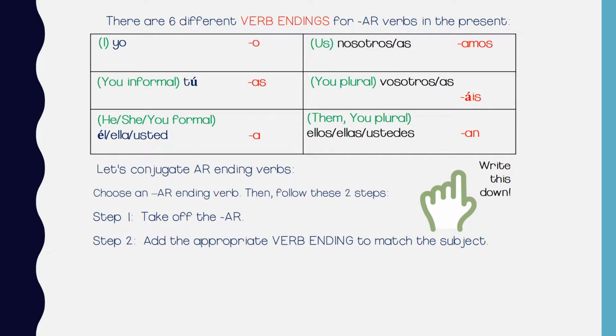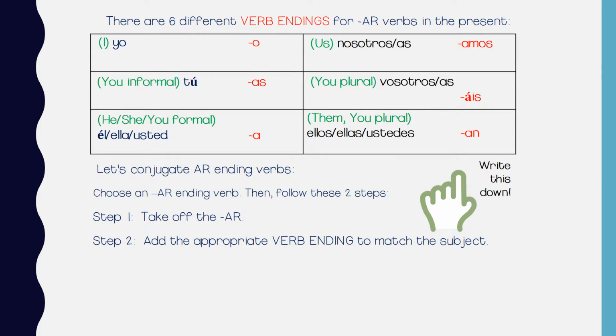There are 6 different verb endings for AR verbs in the present. We have the yo form, which ends in O. We have the tú form, which ends in AS. We have the él, ella, or usted form, which ends in A. We have the nosotros and nosotras form, which ends in AMOS. We have the vosotros or vosotras form, which ends in AIS. And then we have the ellos, ellas, and ustedes form, which ends in AN.